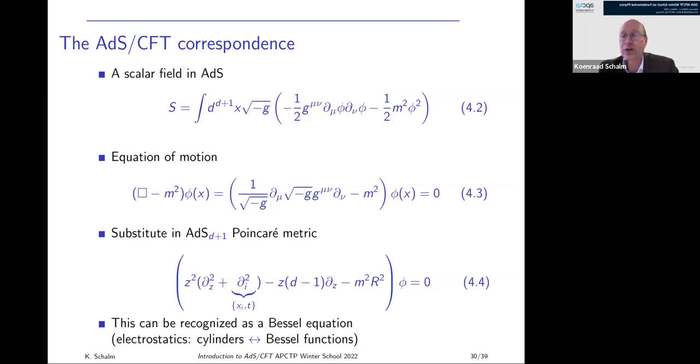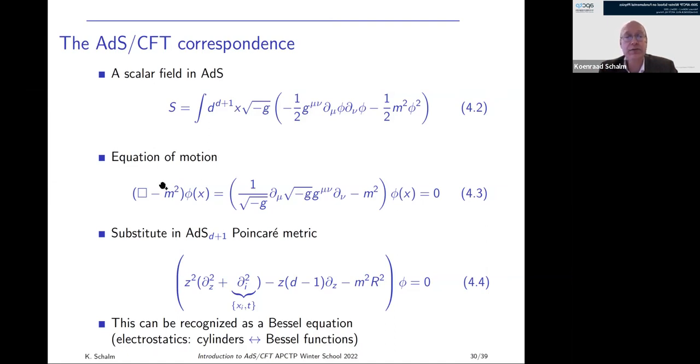And scalar fields in a curved space-time we know very well, right? This has the following action. Notice that I'm right now working in AdS D+1, so my CFT lives in D dimensions, because AdS has this one extra radial direction, the direction orthogonal to the boundary.